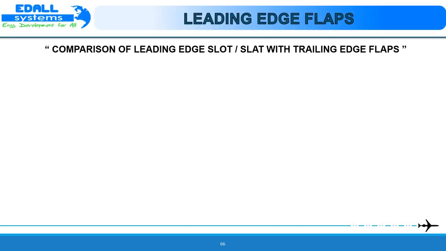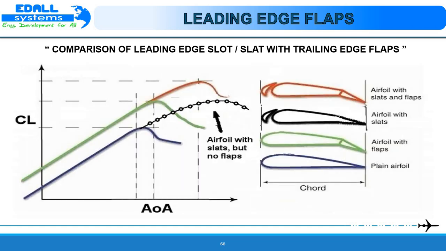Comparison of leading edge slat with trailing edge. So here we have the airfoil, where we have plain airfoil, airfoil with flap, airfoil with slats, airfoil with slat and flap. Here we have the graph of CL versus angle of attack. The blue indicates the plain airfoil, which has a good lift to angle of attack ratio. But when we use airfoil with flap, it has better performance than the plain airfoil. But at the same time, when slats are used, it has a lesser performance compared to flap, but it has a better performance than plain airfoil.